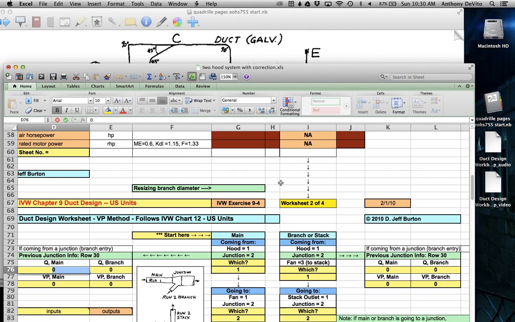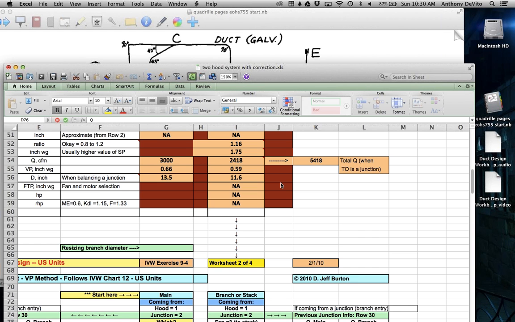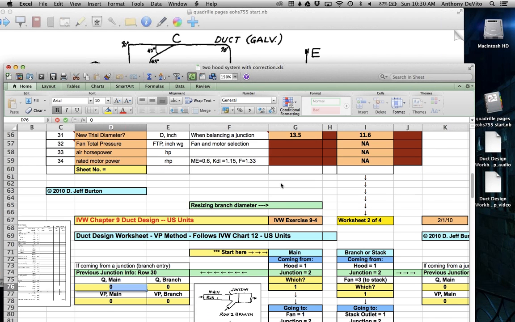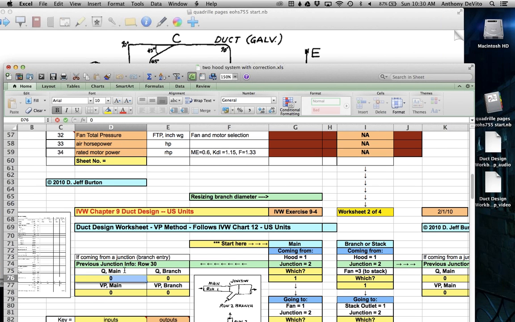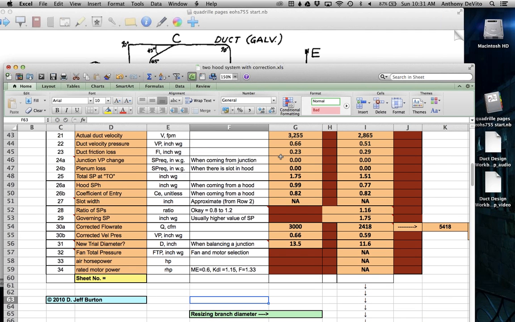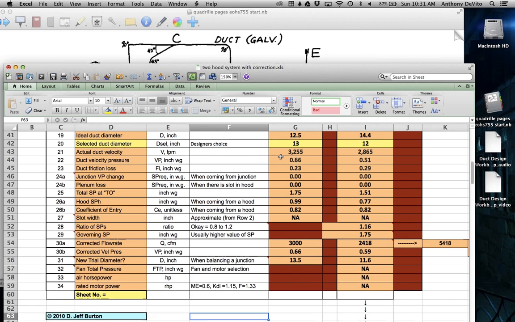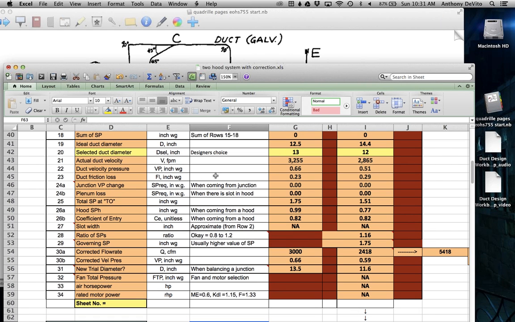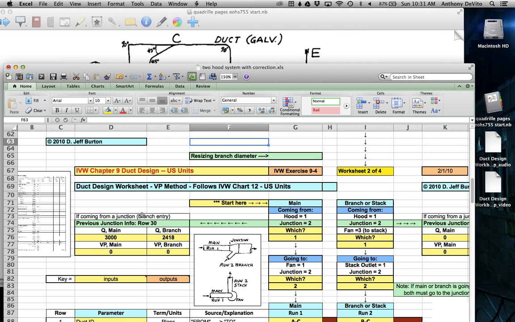Let me see if I can find it. 3,024.18, just so we have it. Our velocity pressure in the main duct. Okay, velocity pressure. Duct velocity pressure is 0.66 and 0.51.